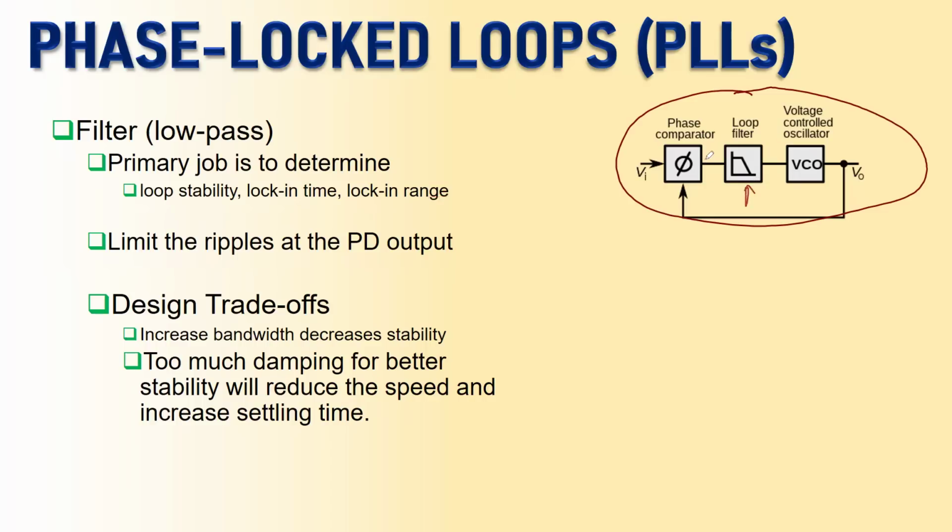It also helps when the phase detector produces output that can have ripples. The job of the loop filter is to limit the ripples, just like acting as a filter, that's why it's called a filter. There are design trade-offs, however, for the loop filter. If you want a larger bandwidth for this filter, it will decrease the system stability. Too much damping for better stability will also reduce the speed and increase the settling time of your system.